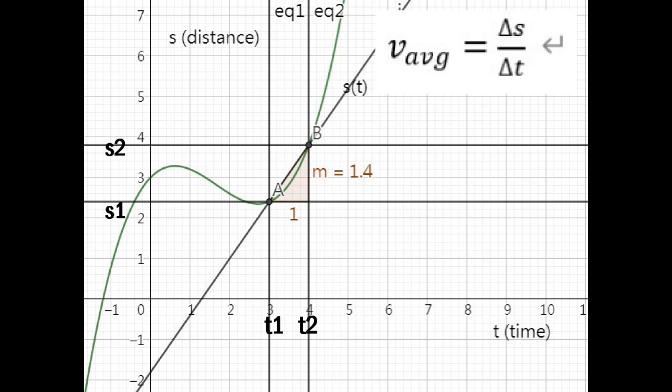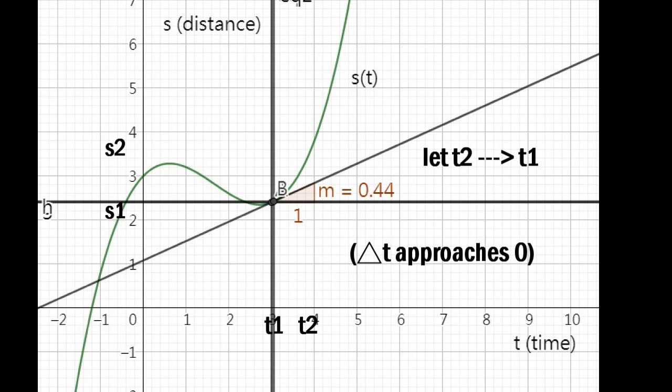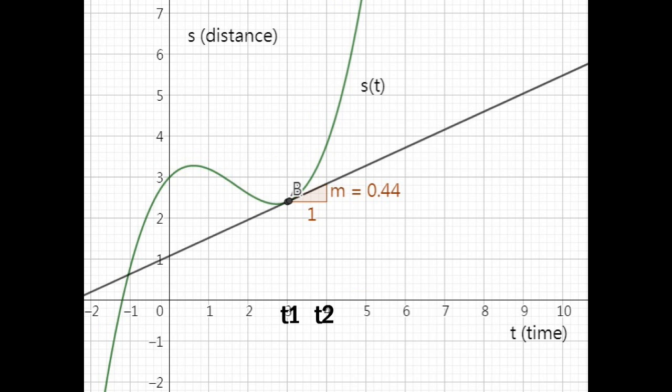Then, move t2 closer and closer to t1, and you'll find s2 getting closer to s1. Therefore, the change in position, delta s, and the change in time, delta t, would approach 0. And this line will approach the tangent line of s of t at t equals t1. So what's the slope now? This is the main idea of the derivative, and is super useful in motion physics.